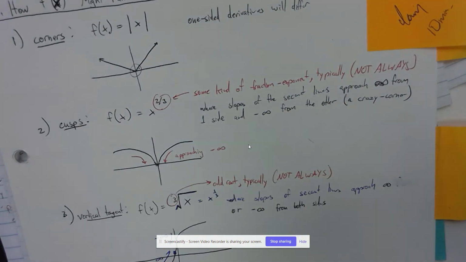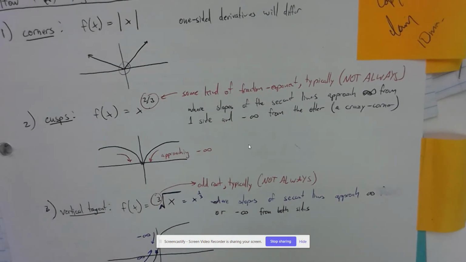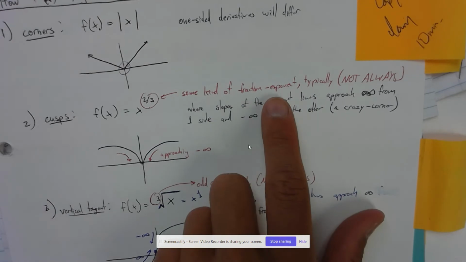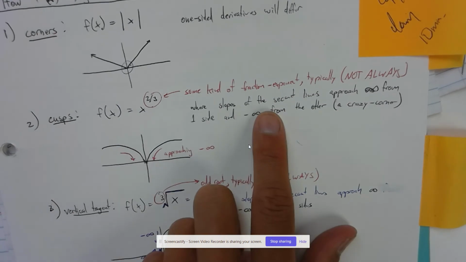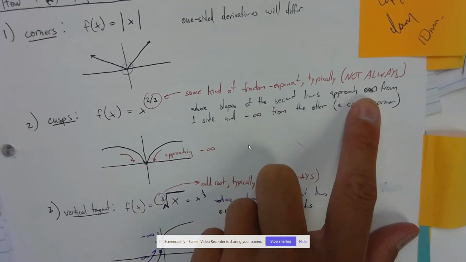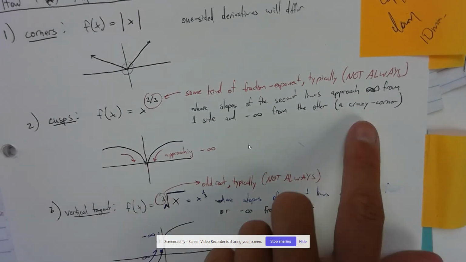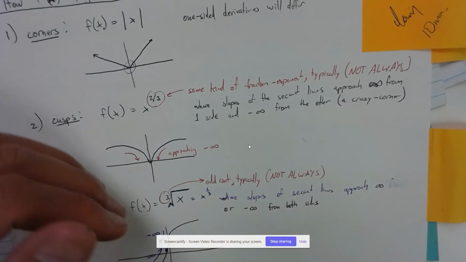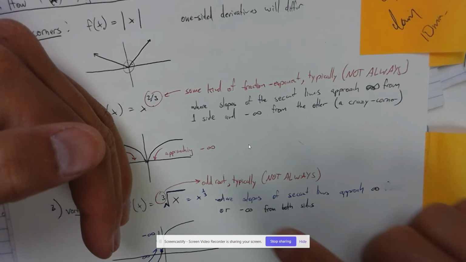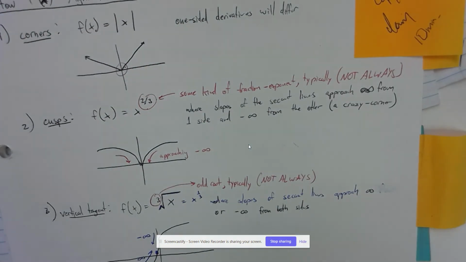Cusps are another one. They're pretty much just like corners. Cusps and corners are very identical. So go ahead and copy this down too. f of x is equal to x to some kind of fraction. You have some kind of fraction exponent, typically but not necessarily always. That's when the slopes of the secant lines approach positive infinity from one side and negative infinity from the other, like another crazy corner. They meet here. I call it a crazy corner, not just a corner, because the slopes are going almost vertically down, and when you're coming from this side they come vertically down as well. So that's another crazy one here.